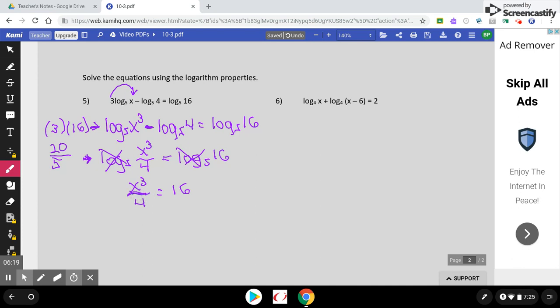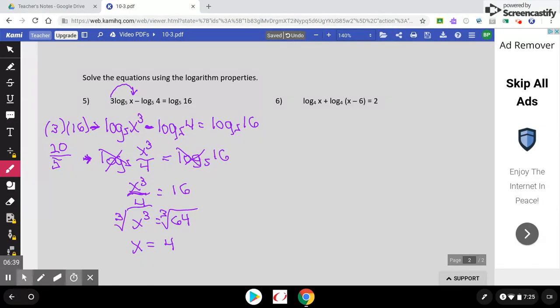How do you get rid of a divide by 4? You multiply by 4. How do you get rid of a cubed? We did talk about this earlier this year. You cube root it. Pick up a calculator. It will tell you the cube root of 64 is 4.